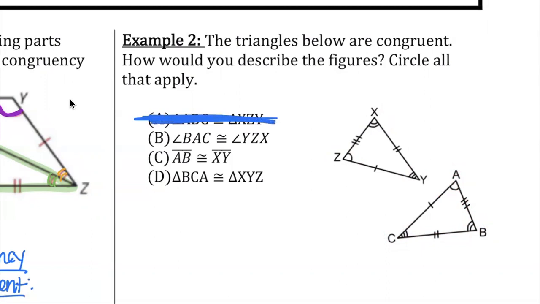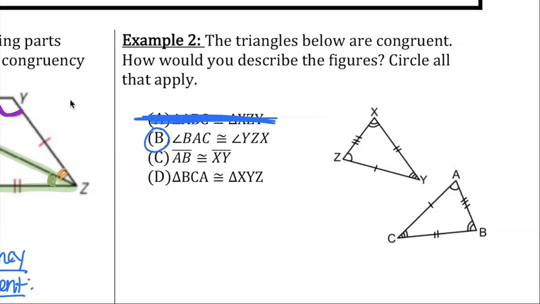Now, the next one is not talking about a congruency statement, but we are looking at the angle. Angle BAC is technically angle A for our purposes. So I'm looking for my second one to be talking about angle Z. So if we go YZX, I love that because that's my vertex. So B is definitely true.